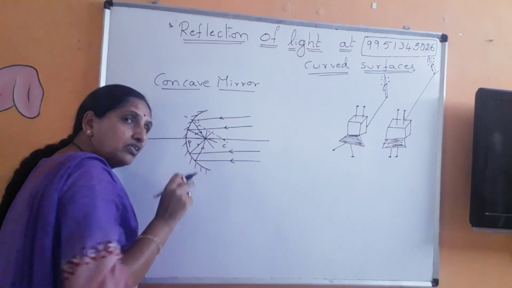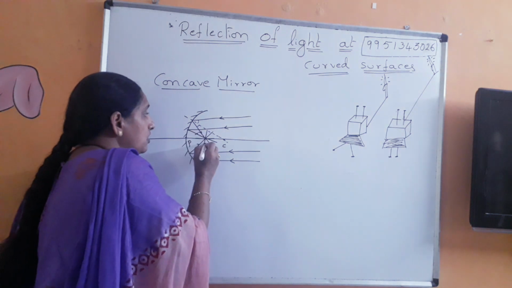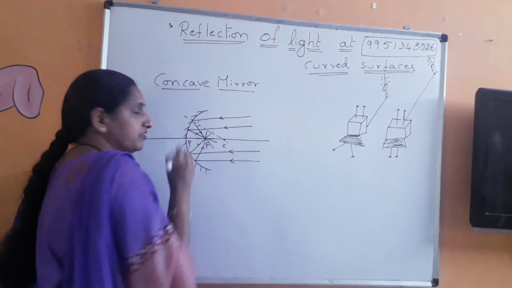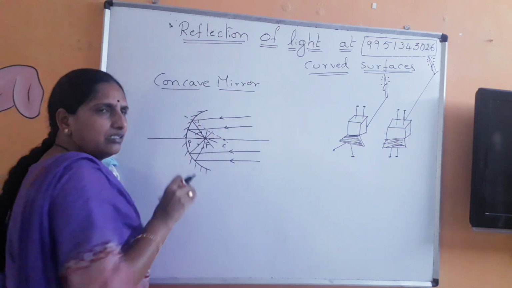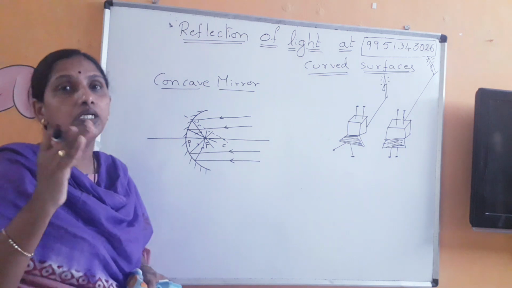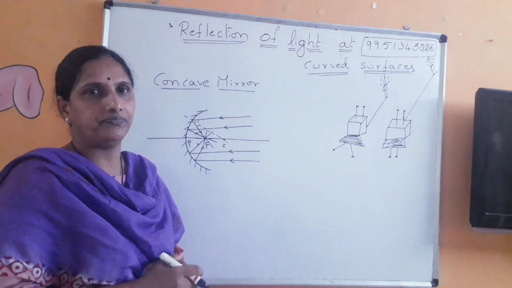And what is this point? Practically, just now we have discussed it. This point is called the focus, F. Since all the rays are focusing their light here, the spot appears to be very, very bright but small.